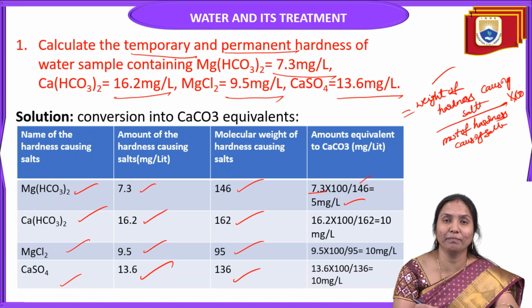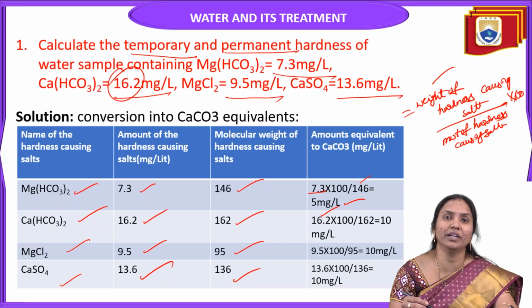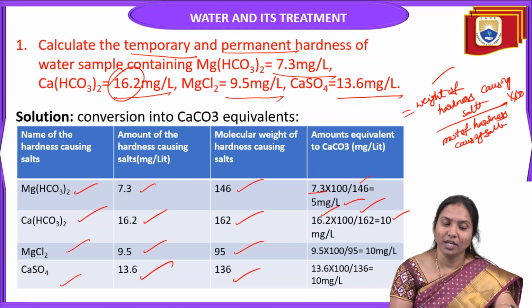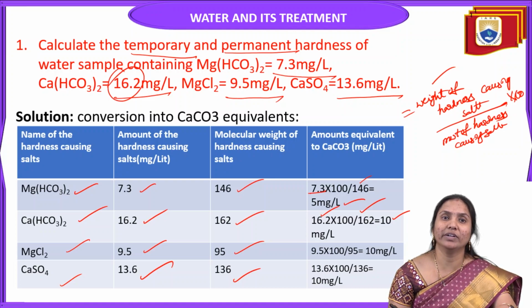The next one is calcium bicarbonate. Its weight is 16.2 given in the data. So 16.2 by the molecular weight of calcium bicarbonate, 162, into 100, is equal to 10 milligram per liter. Next, magnesium chloride. The weight of magnesium chloride is 9.5 by molecular weight 95. So 9.5 by 95 into 100 is equal to 10 milligram per liter.